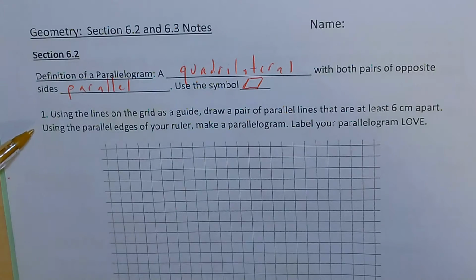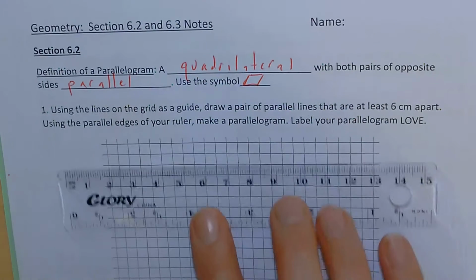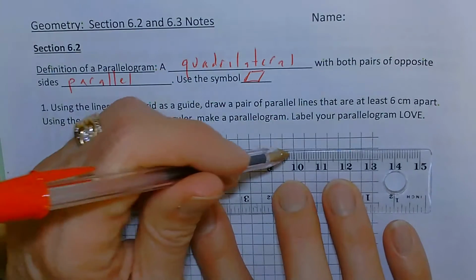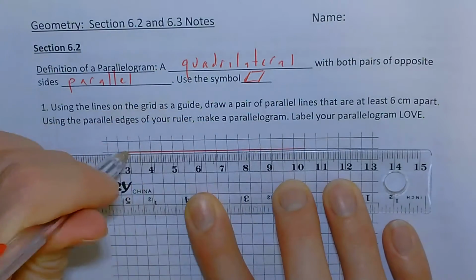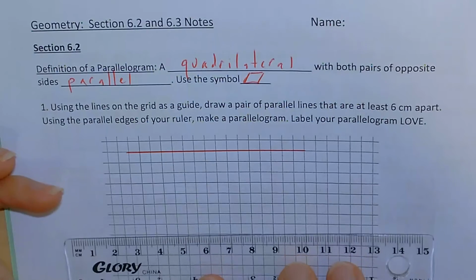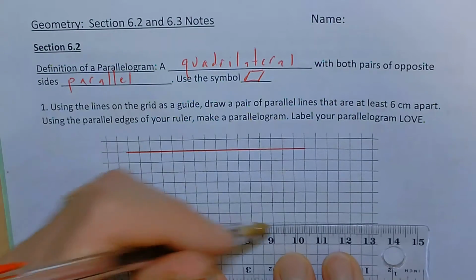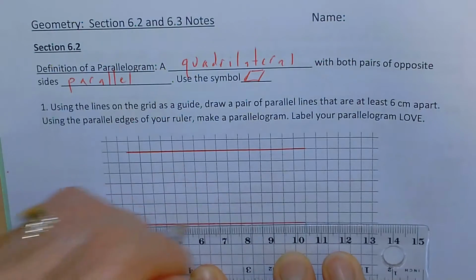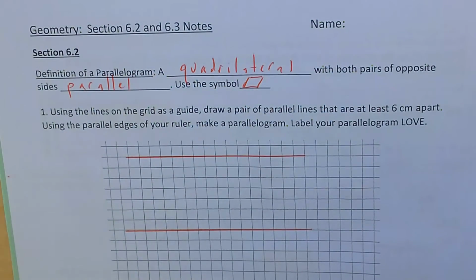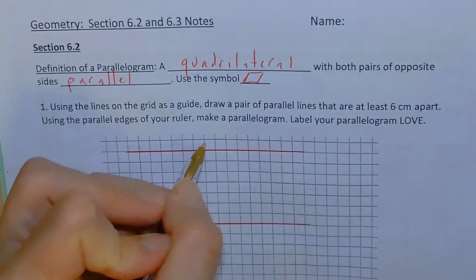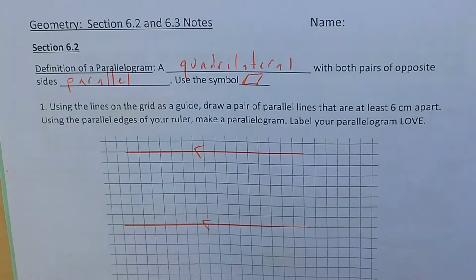I'm going to draw a pair of parallel lines that are at least 6 centimeters apart. So it doesn't matter where you put these. Just put one, and then skip down at least 6 or so boxes and put another one. And because I made grid lines, now they're guaranteed to be parallel. So I'm going to put arrows on them to show that my lines are parallel.